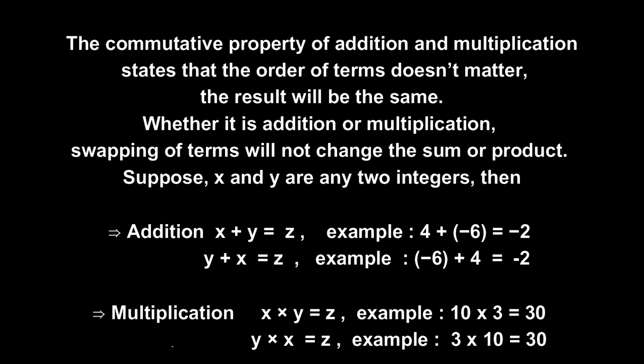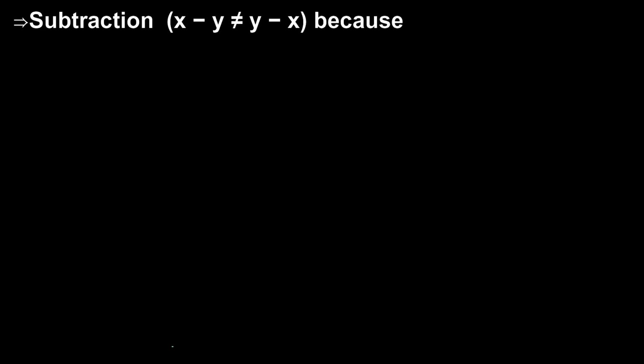Let's see what happens with multiplication. If we take two different integers and multiply them, for example 10 multiplied by 3, everyone knows that 10 multiplied by 3 is 30, and if we do 3 multiplied by 10, then also we are going to get 30. So the commutative property for addition and multiplication is applicable. Now let's see what it says about subtraction and division.